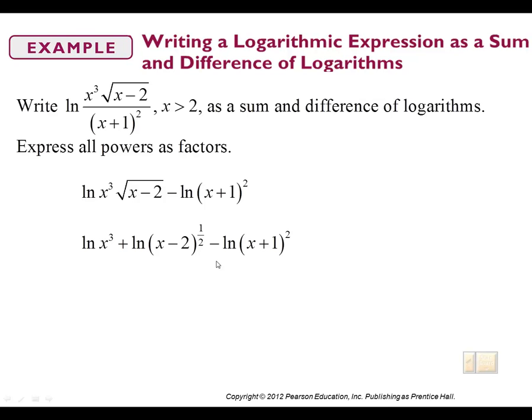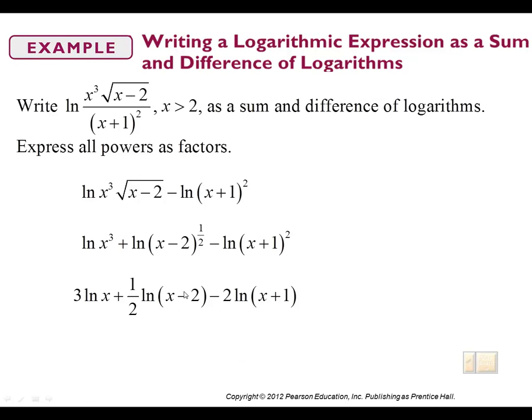Now, I ask you, are we finished at this point? You should have said no. Well, what do we do now? You should have said we would take the exponent and we move it out front as factors. So the 3 moves out front, so that would be 3 times natural log x. Now what about the next one? The 1/2 moves out front, becomes 1/2 times natural log x minus 2. And then the 2 here, this moves out front. So we always add or subtract first, and then we move the exponents out in front.